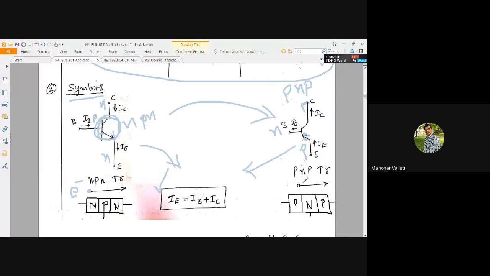In the PNP transistor, the emitter is P. So the emitter will emit holes because the majority charge carriers in the P region are holes. So this is about the symbols of the BJT. These are the symbols of the BJT.